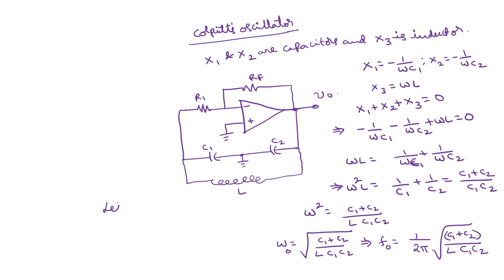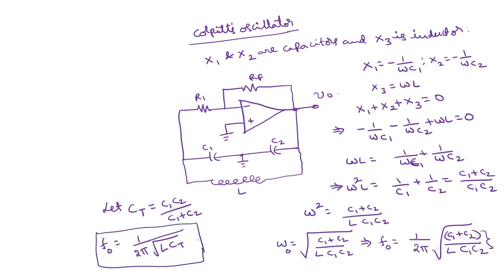If I define the equivalent capacitance, let Ct, total capacitance, be C1 C2 by C1 plus C2. Then this F0 becomes 1 by 2 pi root L Ct. So, here Ct is this. This is the expression for the frequency of oscillations. Now, what will be the condition on the gain?